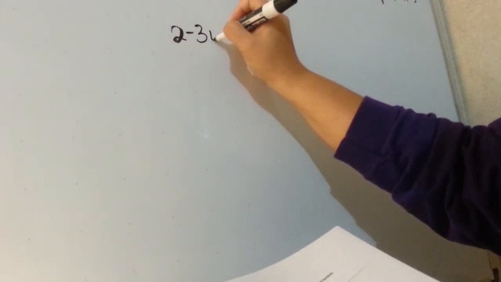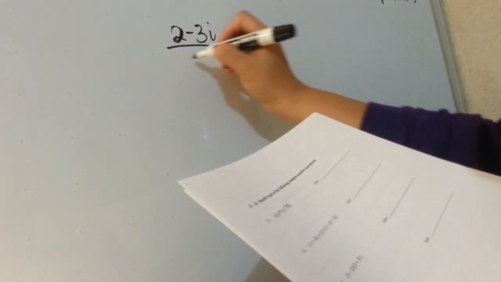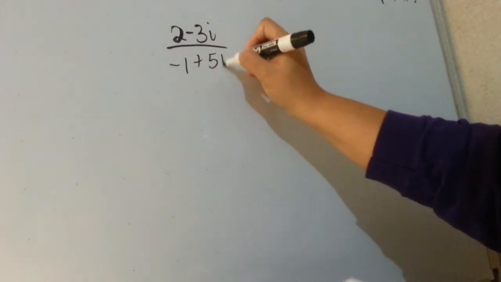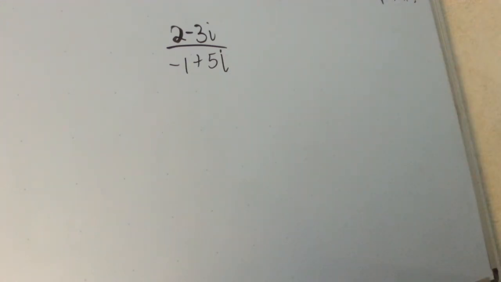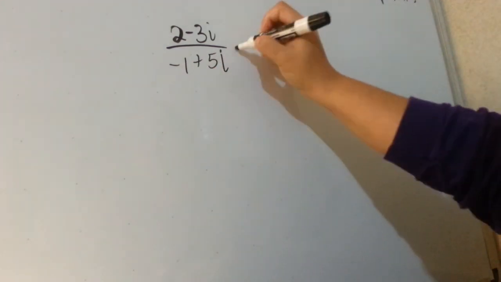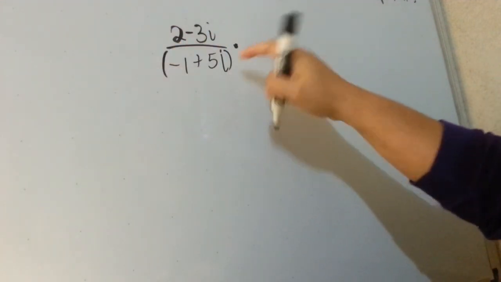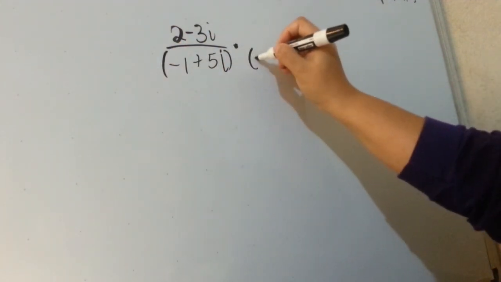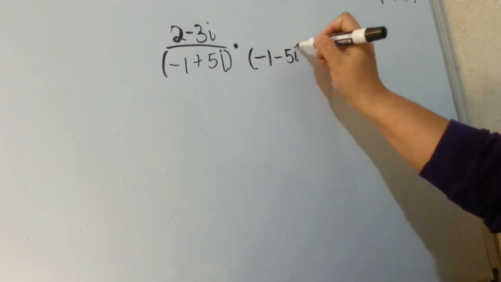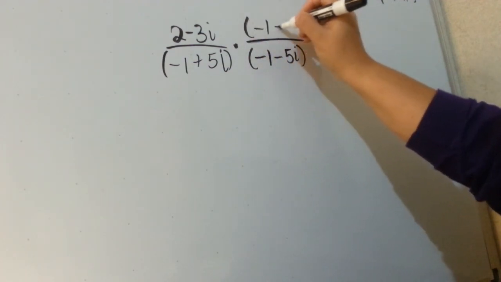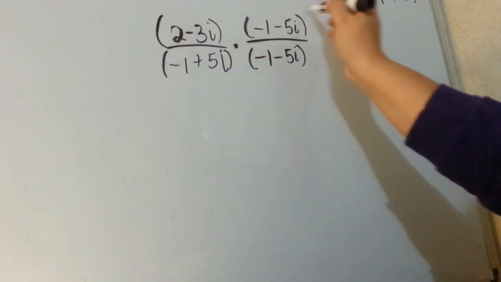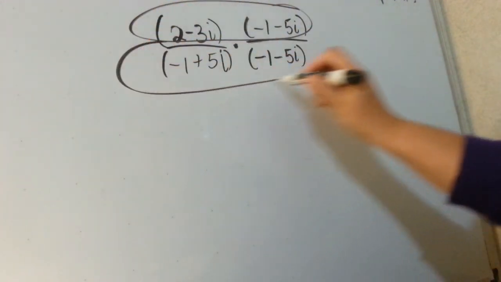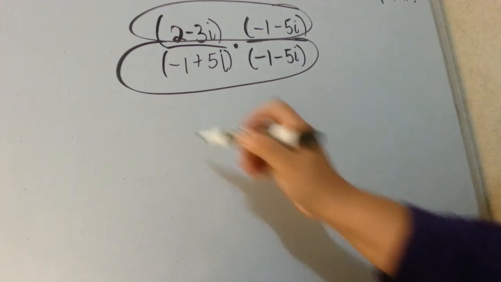And the last one is 2 minus 3i over minus 1 plus 5i. Alright, the main thing here is you have to get rid of the denominator by multiplying by the conjugate. The conjugate changes the middle sign. So it's minus 1 minus 5i over minus 1 minus 5i. And you have to multiply the numerators and the denominators.